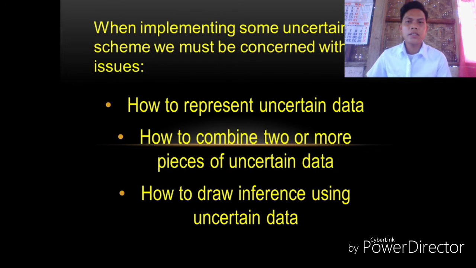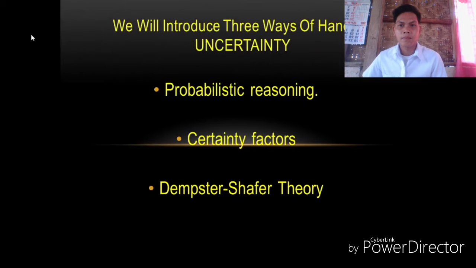When implementing some uncertainty schemes, we must be concerned with three issues: how to represent uncertainty data, how to combine two or more pieces of uncertainty data, and how to draw inference using uncertainty data. We will introduce three ways of handling uncertainty: probabilistic reasoning, certainty factors, and Dempster-Shafer theory. The first to discuss probabilistic reasoning is Angelica Dusaran, the certainty factors will be discussed by Donnalyn Gamarcha, and the Dempster-Shafer theory I'm discussing.